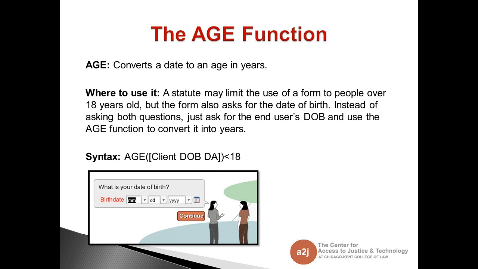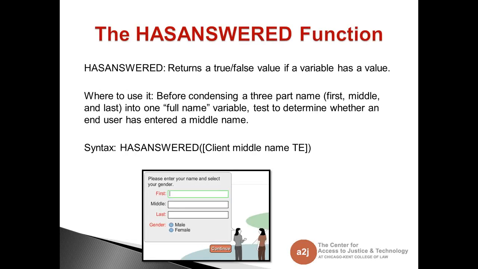In the advanced tab of the question, do the condition, and then if it's age, based on what they input, if it's less than 18, you can take them to an exit question. If it's more than 18, you can take them into the next question on the form. So this just lets you ask one question instead of two for your end users. So that's the last of the date functions.